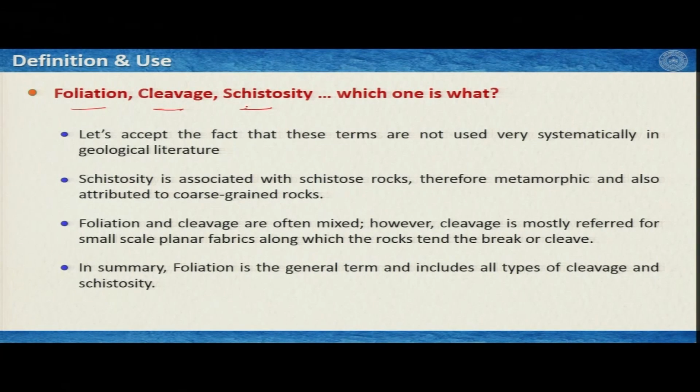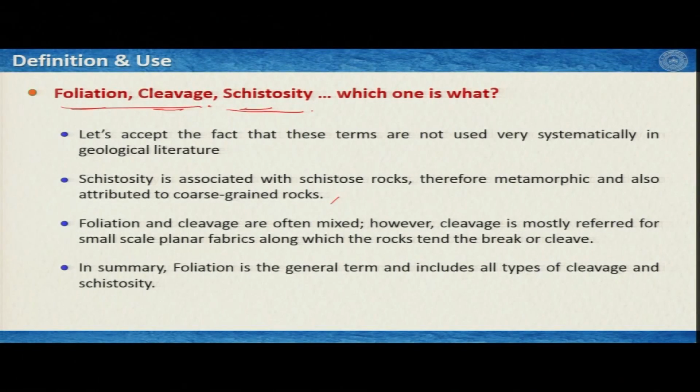Now, schistosity, let us first focus on this term, is associated with schistose rocks. So, it is something related to metamorphic rocks, and it is also attributed to coarse grained rocks. If I assign the term schistosity to some planar fabrics, that means this must be a very coarse grained rock, and it must be a metamorphic rock. And then the confusion comes between foliation and cleavage, and as I said, they are often mixed.